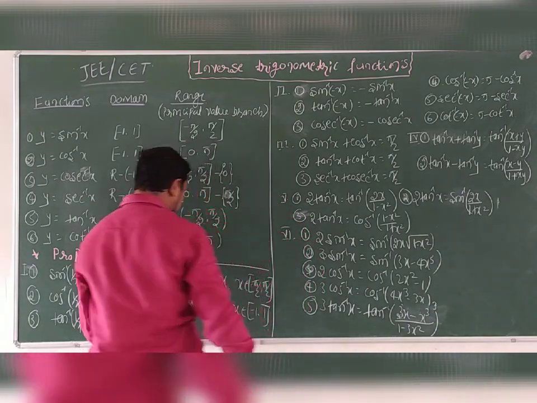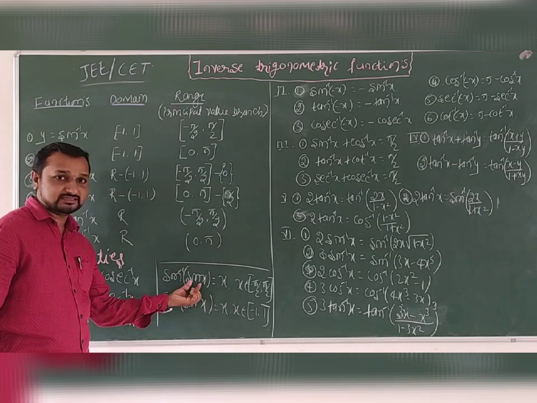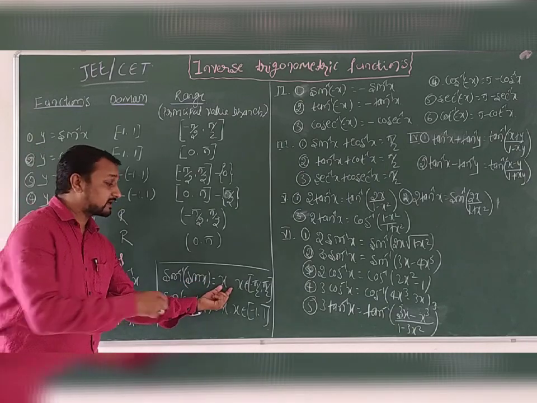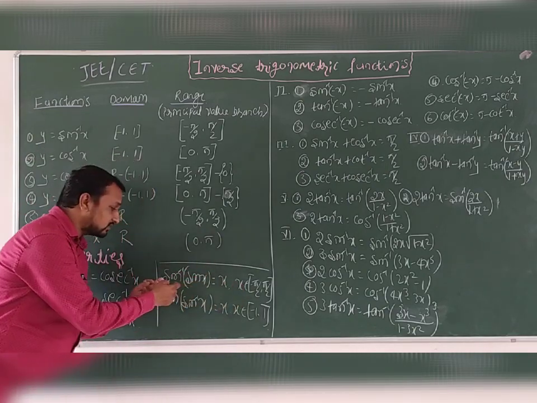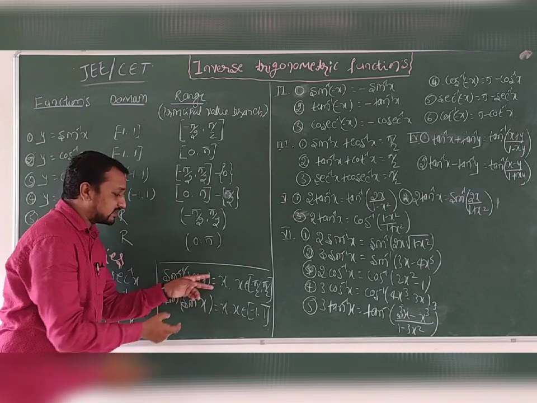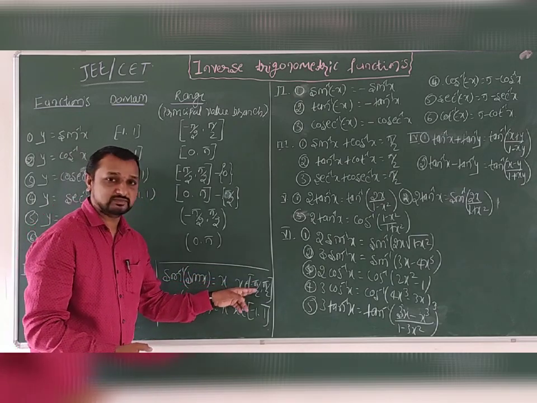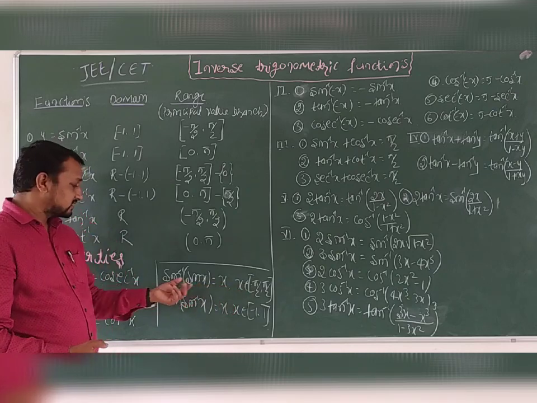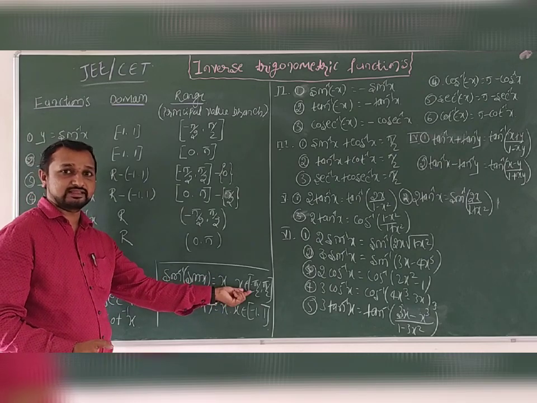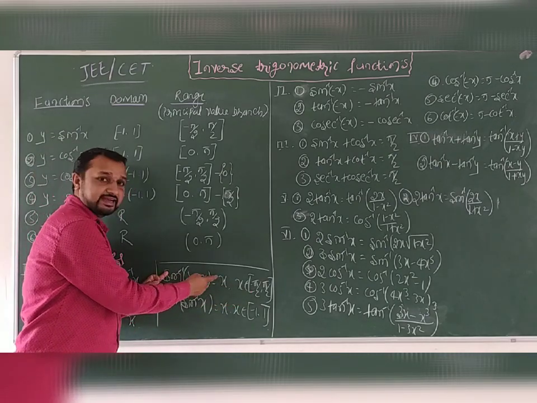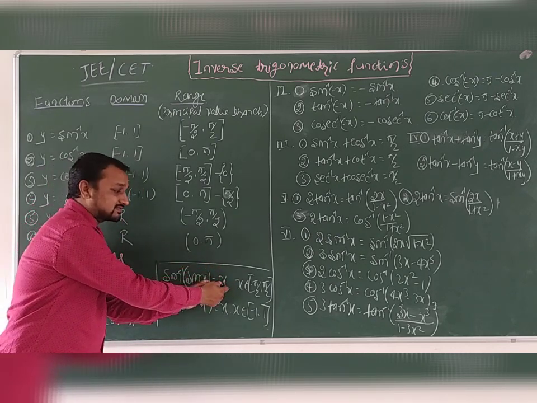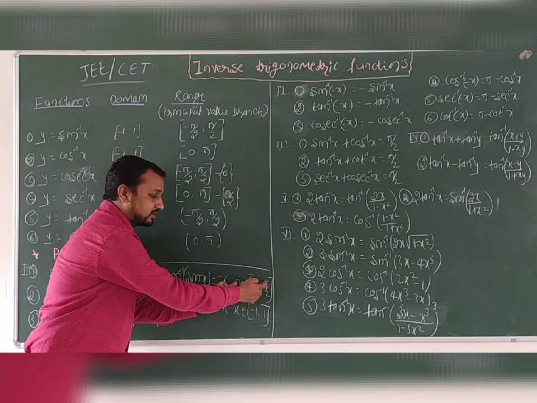Then we come to sin inverse of sin x. The inverse and the trigonometric function get cancelled, and your answer should be x, for all x belonging to its domain. So sin inverse of sin x is nothing but x for all x belonging to -π/2 to +π/2. Is that clear? This is the domain, and the sin inverse range should be this one. So sin inverse of sin x cancels to give x, and x should be in the range of the sin inverse function, that is, for all x belonging to -π/2 to +π/2.